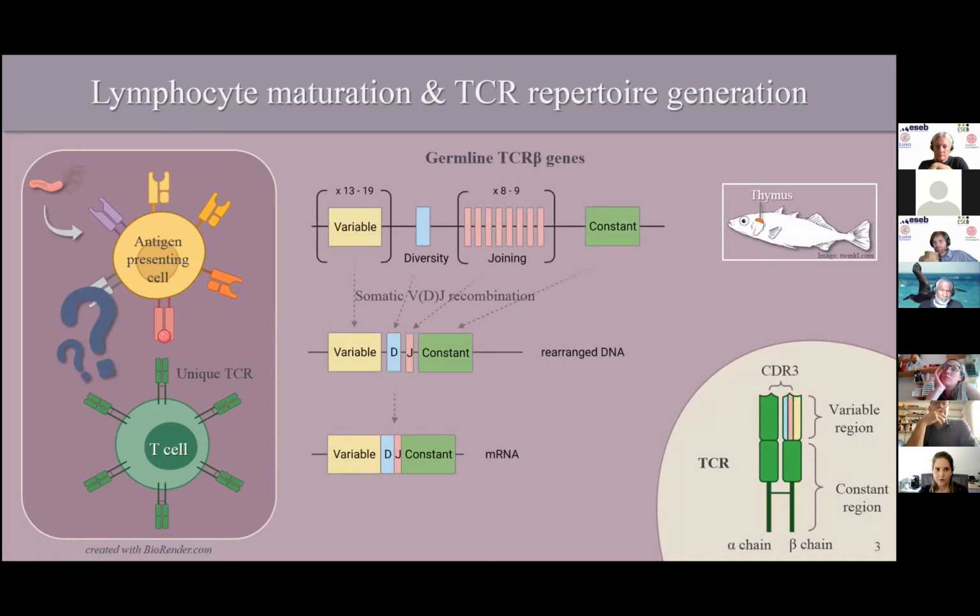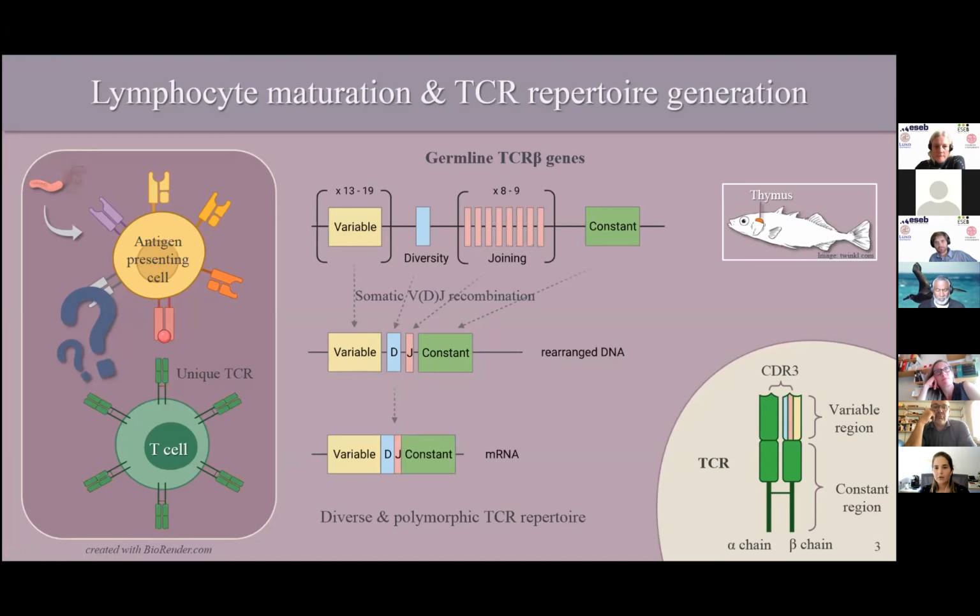During the maturation of lymphocytes, from a germline of TCR genes, multiple variable, diversity, joining and constant genes, we have somatic VDJ recombination, which means that a copy of each of those genes will come together in an almost stochastic fashion. And this rearranged DNA in the mature lymphocytes will start getting expressed and give rise to unique TCRs. So this is how a diverse and polymorphic TCR repertoire is generated.